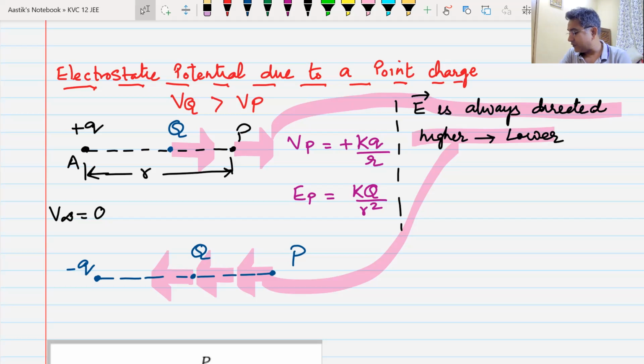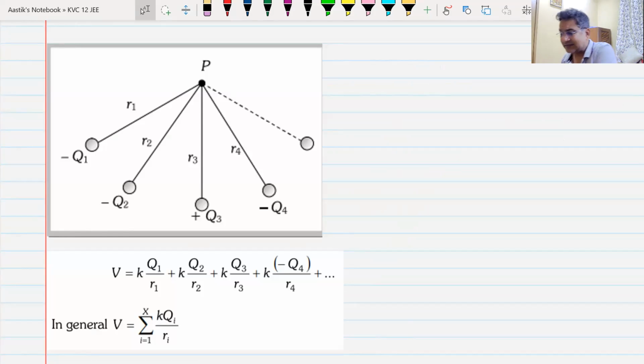We'd also seen that if you have a number of charges, how do you calculate the potential at any point? We calculate the potential at any point by finding out the potential due to individual charges and simply adding them up, because the best thing about potential is that it is a scalar quantity. We can just add them up.